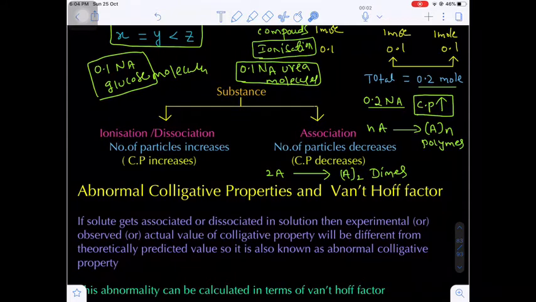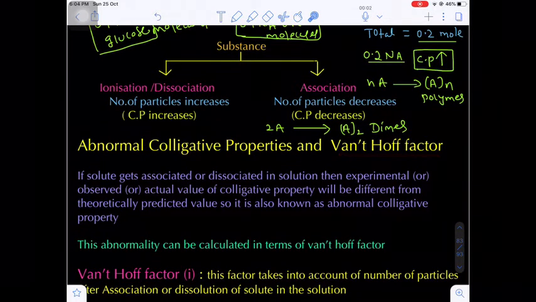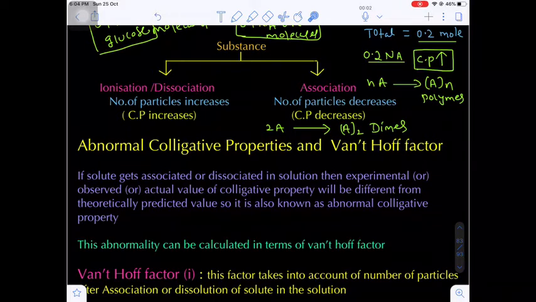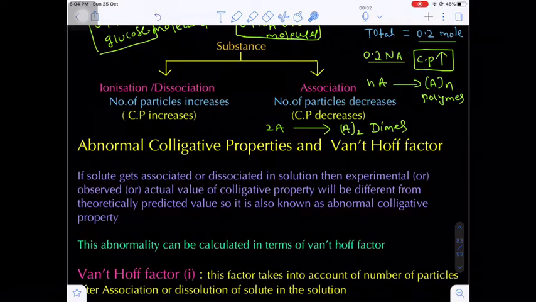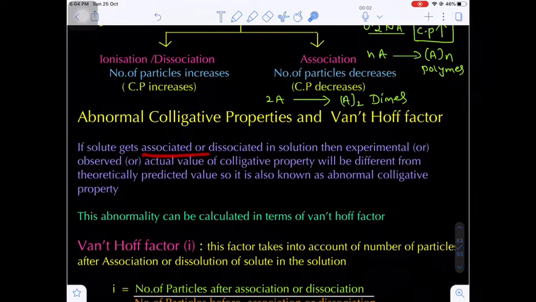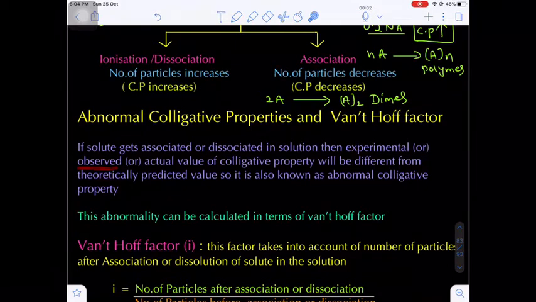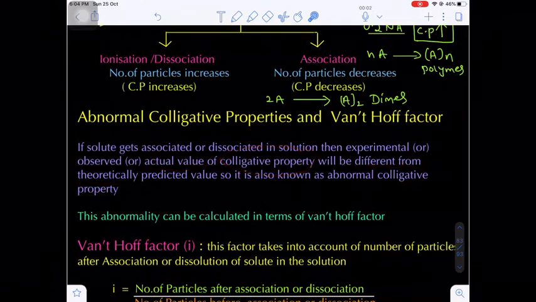Abnormal molar mass. Okay. Now here Van 't Hoff introduced a factor that is called the Van 't Hoff factor. He introduced one factor to explain the abnormal colligative properties. That means if the solute is undergoing dissociation or association, then the experimental value, that is the observed value, that is the actual value of the colligative property, will be different from the theoretically predicted value. Okay, these two are not equal.